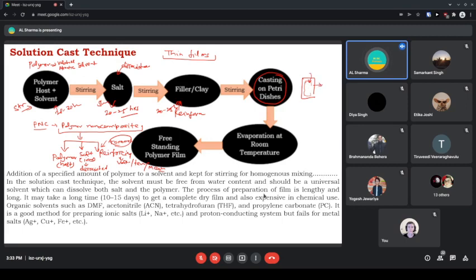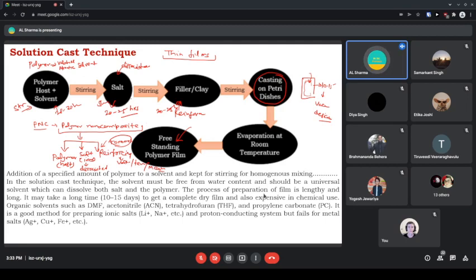You are going to leave it for roughly 10 to 15 days in the vacuum desiccator. Normally it is put in the vacuum desiccator where no atmosphere is there. Then the solvents are going to be evaporated completely, and you are going to get freestanding polymer nanocomposite films. So this is the solution cast technique.